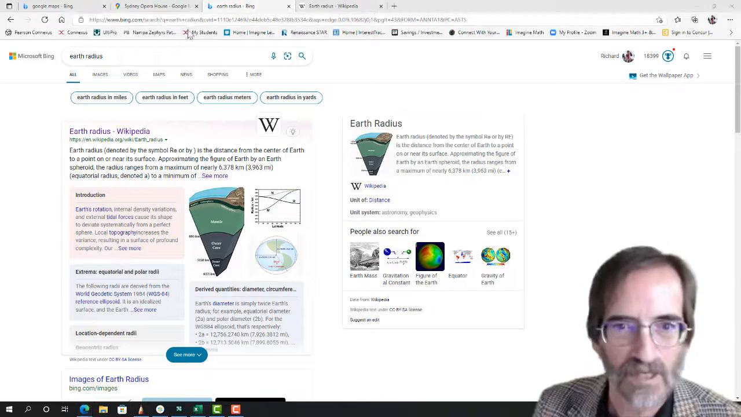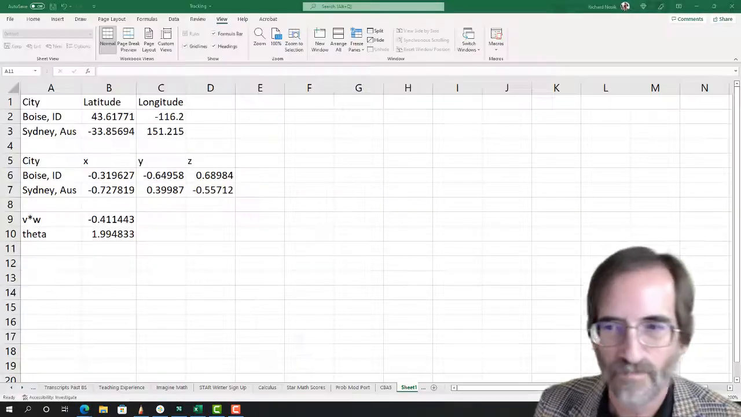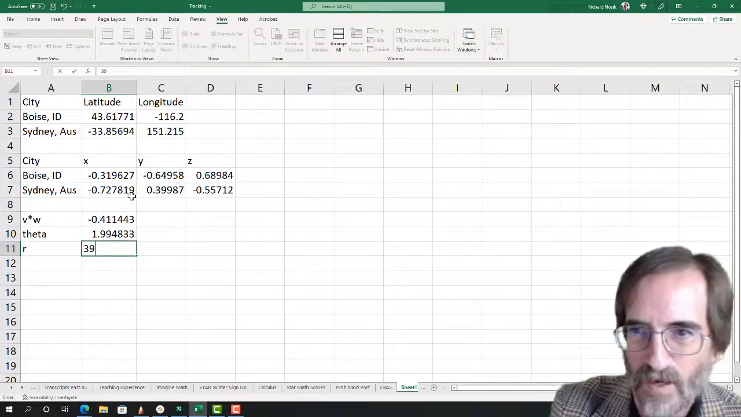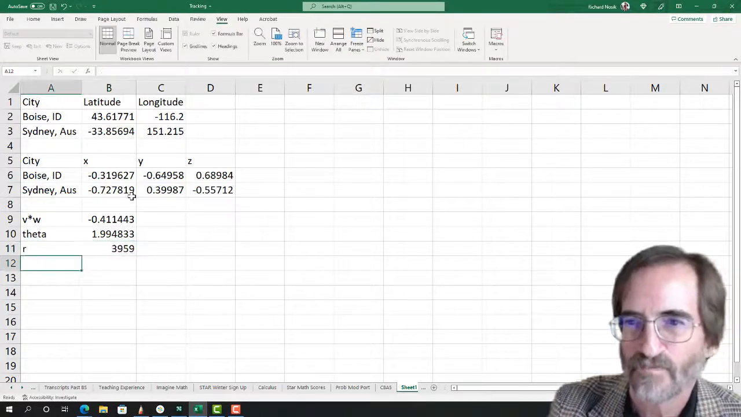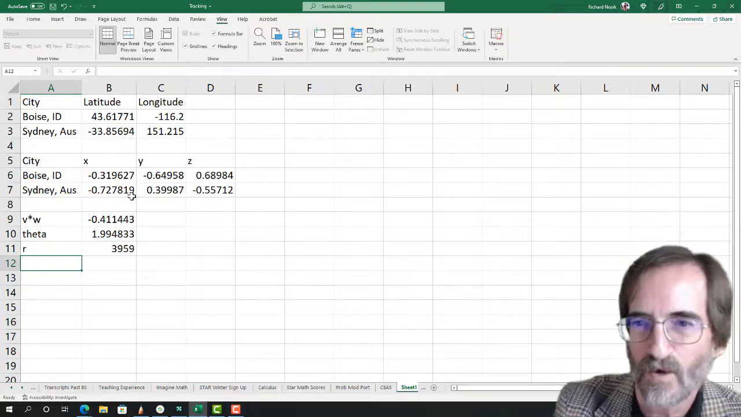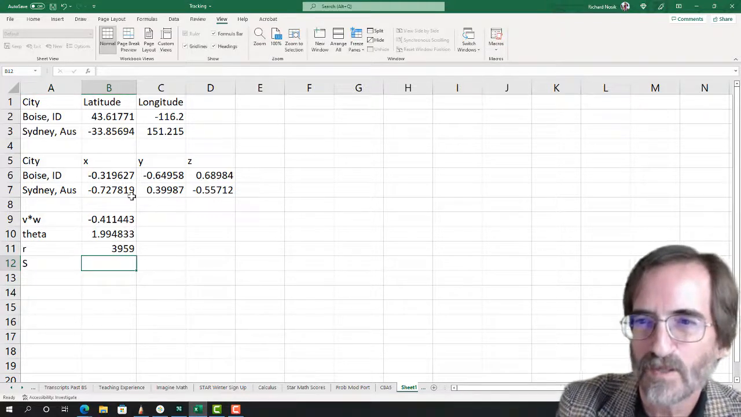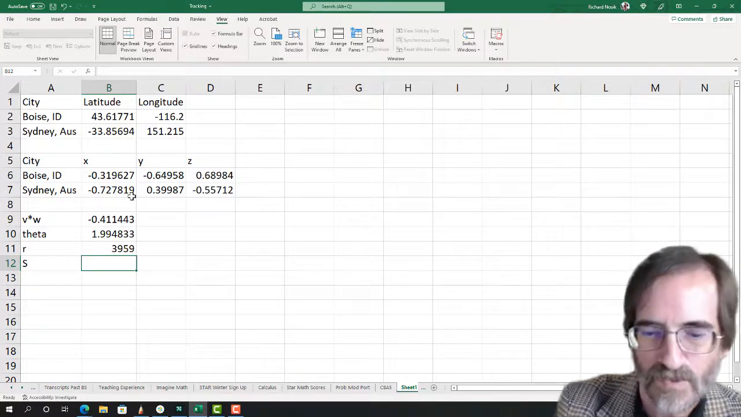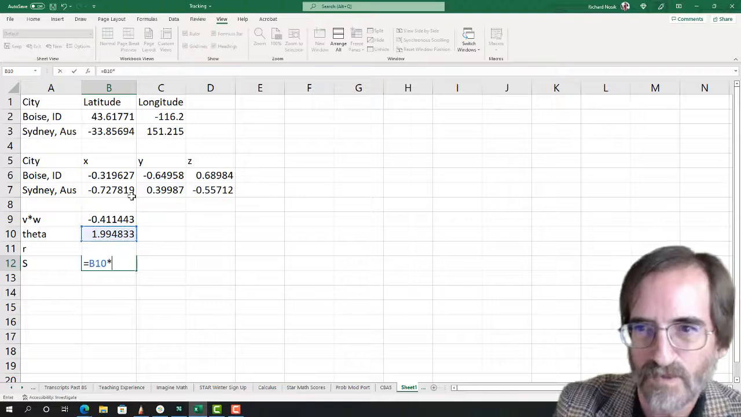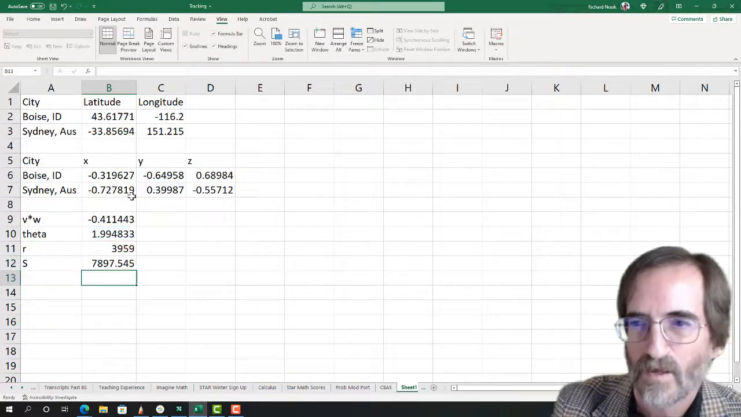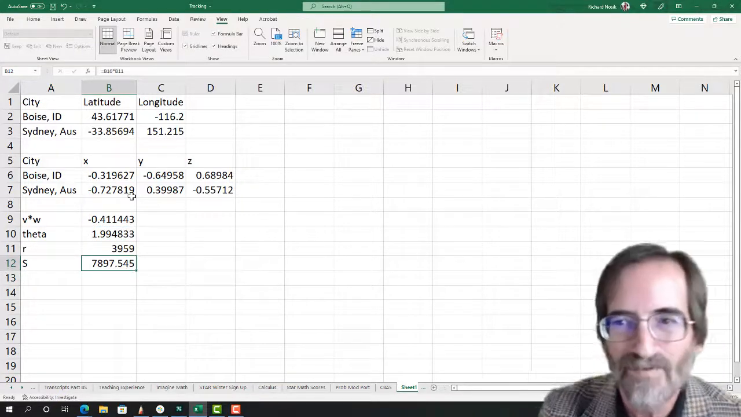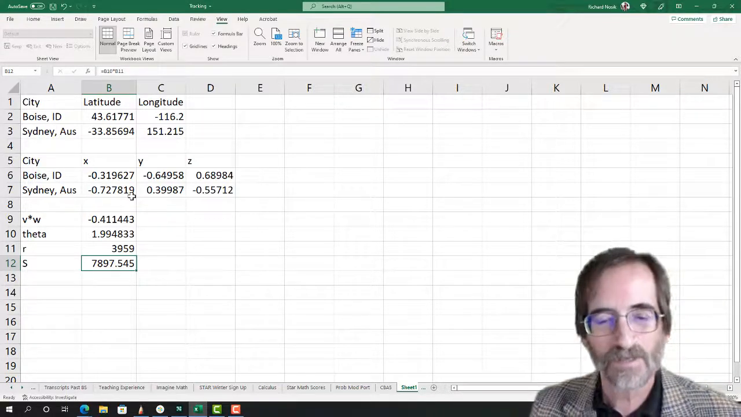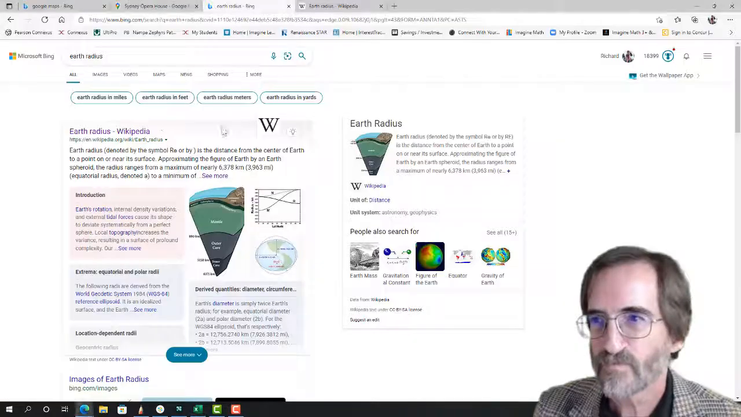3,959 miles. Let's go back to our spreadsheet here. So radius of the Earth, 3,959 miles. Okay, and so arc length, or the distance between these two cities, is theta times r. Okay, and I get a distance of about 7,897 or 98 miles.